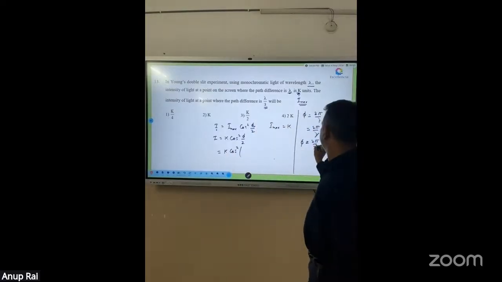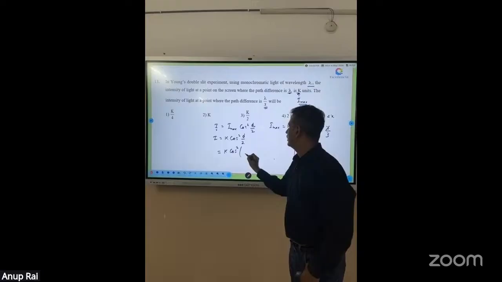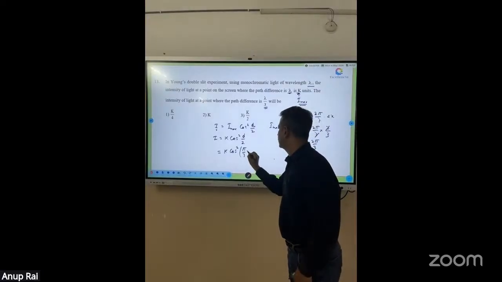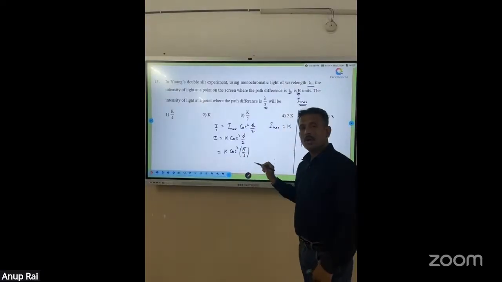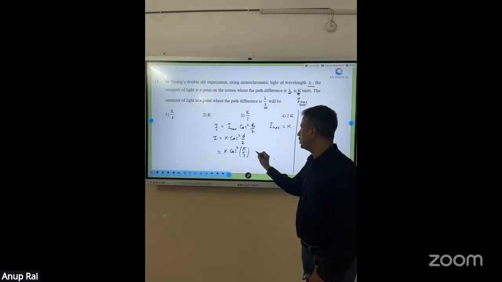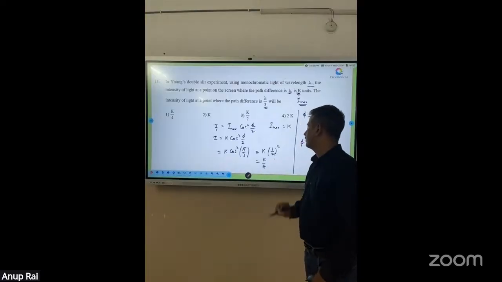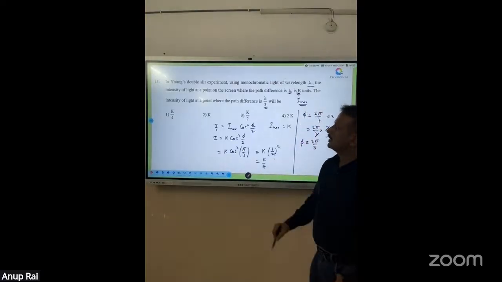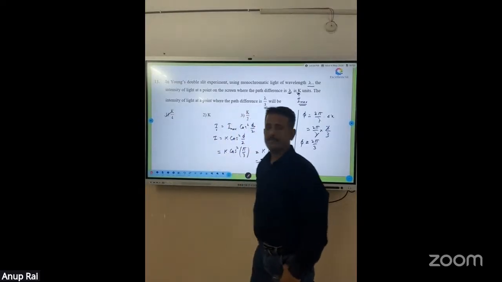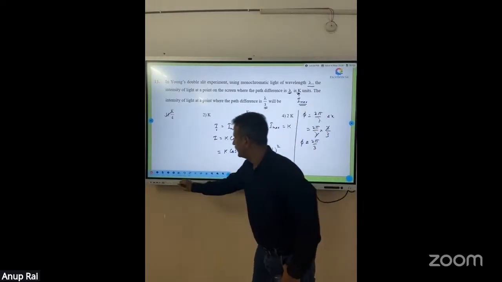If we divide by 2, 2 will get cancelled and it will become pi by 3. Cos 60 is equal to 1 by 2, 1 by 2 whole square. So k times 1 by 2 whole square. So intensity at that point will become k by 4.